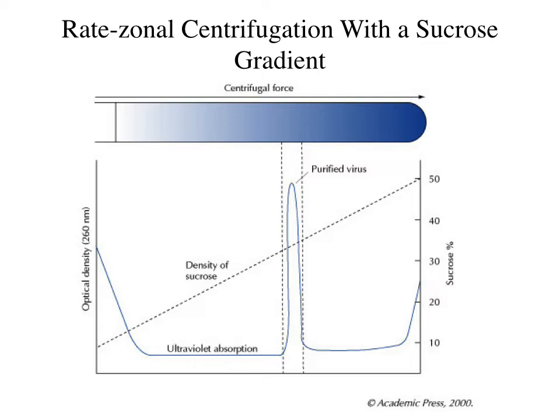Here we see an example of rate zonal centrifugation using a sucrose gradient. So remember, the sucrose gradient is preformed and it increases from top to bottom. You layer your solution on top of this gradient and centrifuge at high G-force for several days. The particles sediment downward until they reach a layer with density equivalent to their own. The gradient is separated into fractions, which are analyzed for the presence of virus.